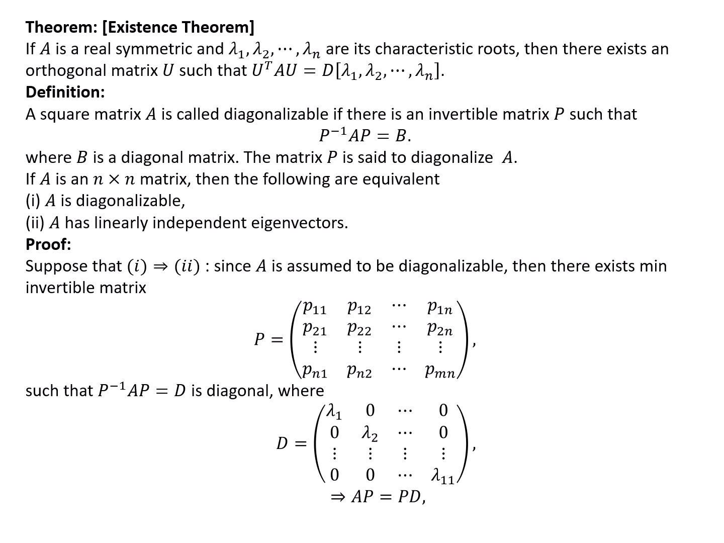A square matrix is called diagonalizable if there is an invertible matrix P such that the inverse of P multiplied by AP is equal to B. That is, a square matrix A is diagonalizable if there exists a matrix P with an inverse, so that P inverse multiplied by AP is equal to B, where B is a diagonal matrix. The matrix P is said to diagonalize A.